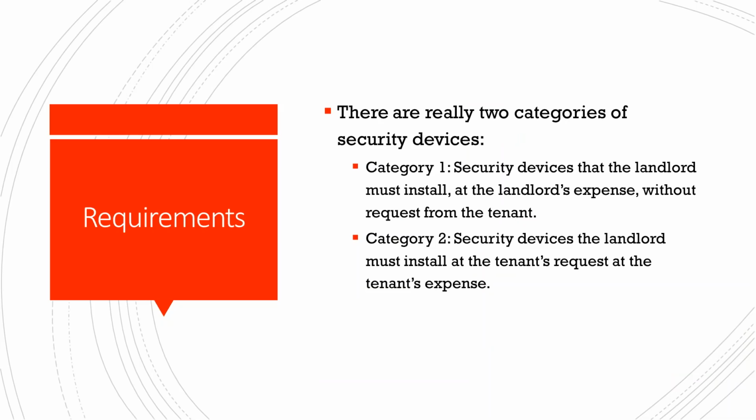If they do, let's actually talk about what the requirements are. There are really two categories of security devices, and I think it's particularly helpful to break security devices into two categories. If you can use that framework throughout the seminar, I think it makes things a little more clear, a little more helpful. Category one are security devices that the landlord must install at the landlord's expense without a request from the tenant. They've got to be there. Category two are security devices that the landlord has to install, but only at the tenant's request and at the tenant's expense. We're going to talk about both of those in turn.